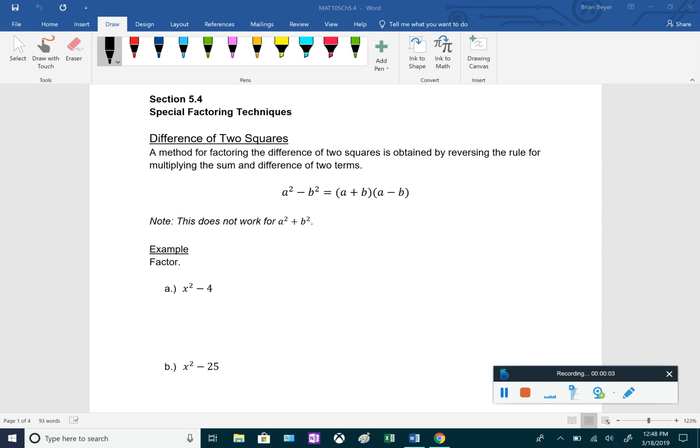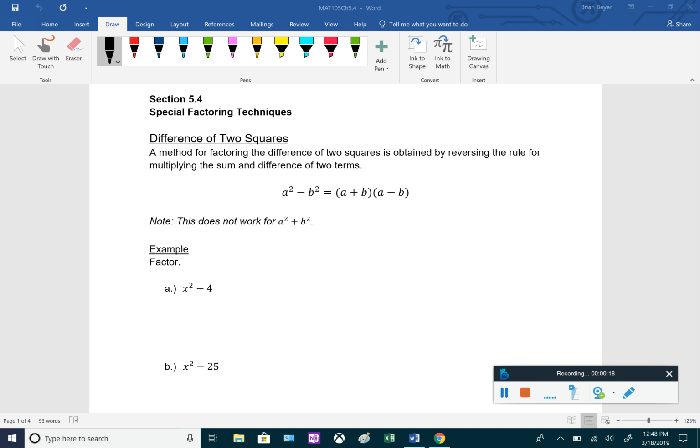Now for the next thing in section 5.4, which is going to be called special factoring techniques. So we're still doing certain methods with factoring. The next thing we're going to be doing is difference of two squares. So this is another factoring technique.